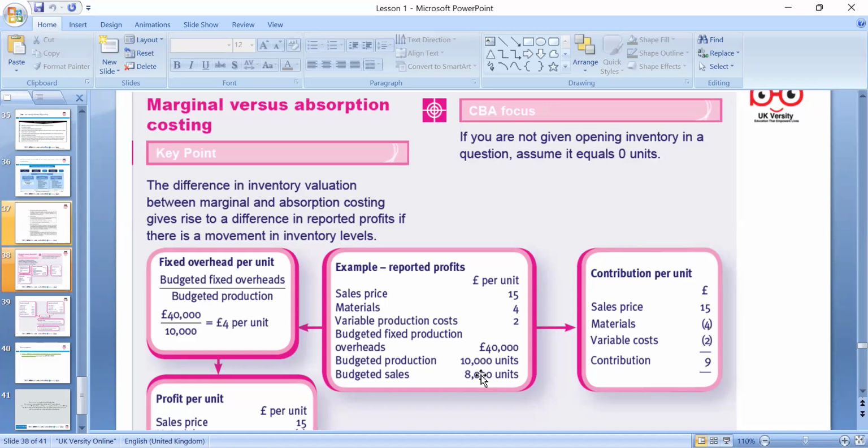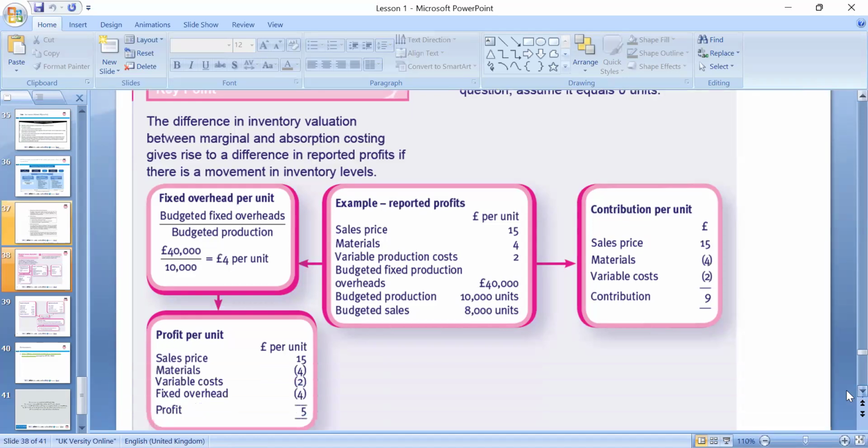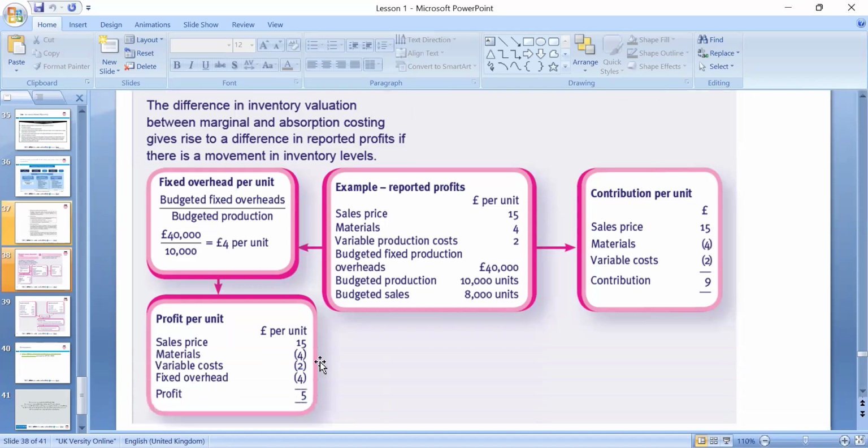And how many units did we sell? £15 times 8,000 units we sold, and then 8,000 times £10. That's the unit cost as a full cost. So the profit will be affected. If we look here, the profit per unit: we look at the £15, material is £4, variable is £2, and the fixed is £4. So profit under the absorption costing is £5.